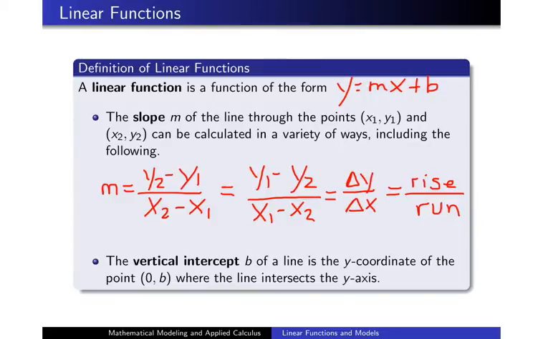The vertical intercept b of a line is the y coordinate of the point (0, b), so this is the y coordinate where the line intersects the y-axis.